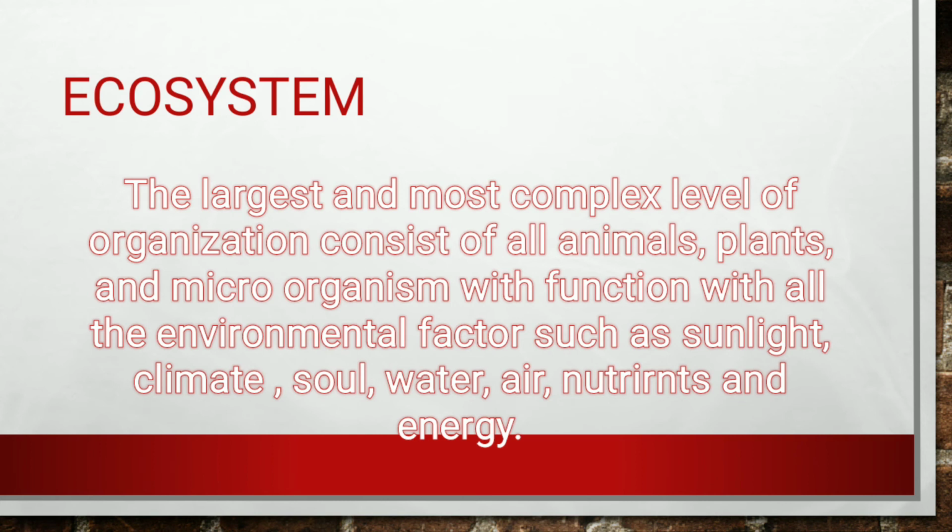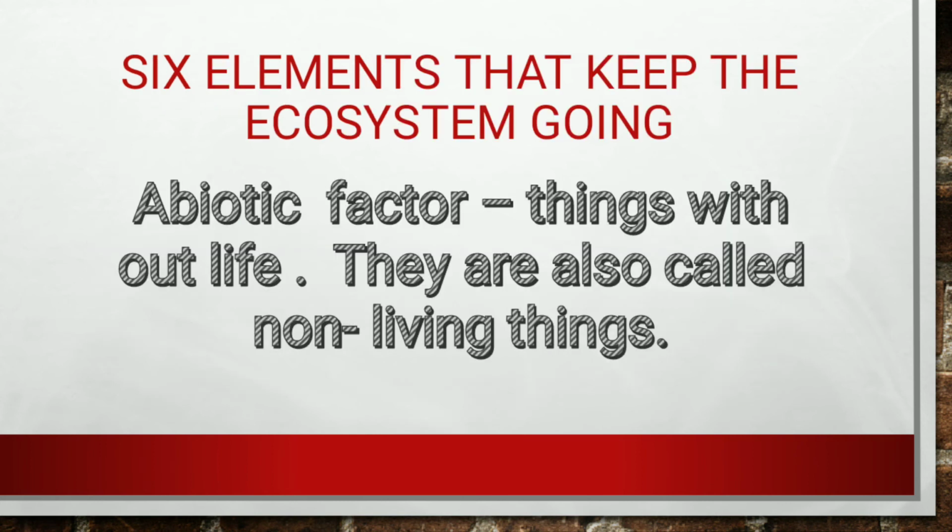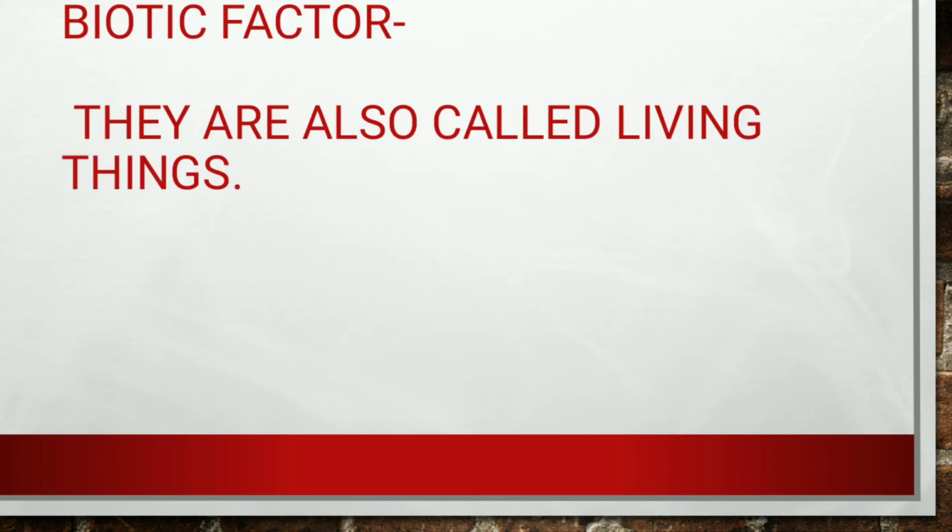There are six elements that keep the ecosystem going. These are the sun, producers, abiotic factors, primary consumers, secondary consumers, and decomposers. Abiotic factors are things without life. They are also called non-living things. So ito yung mga walang buhay na kinabibilangan ng sun, water, air, and soil.